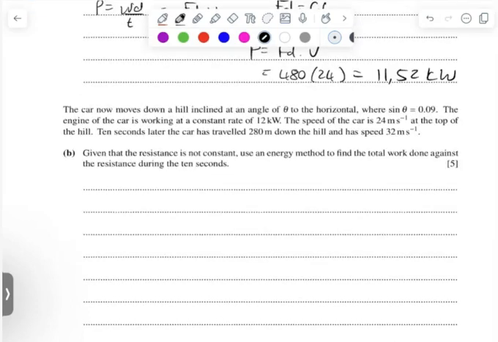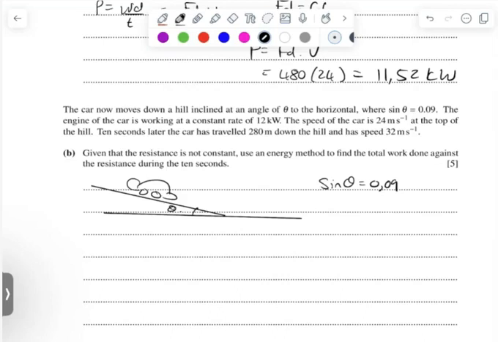All right, the car now moves down a hill. As soon as it's moving down a hill, we need to account for its weight. It now moves down a hill, so I'm going to say it's going in this direction. It's angled at theta. Sine theta is 0.09, so they've given us the angle.